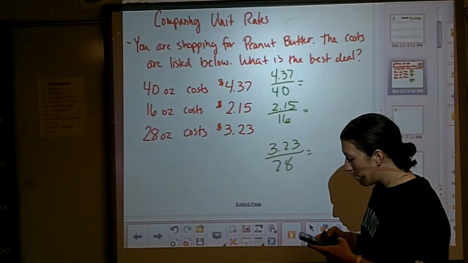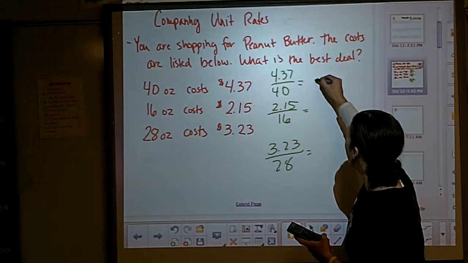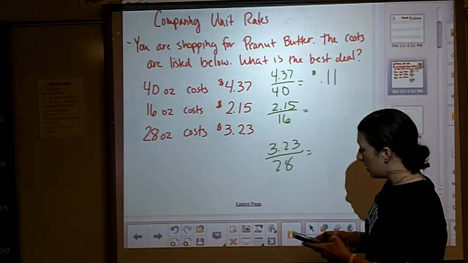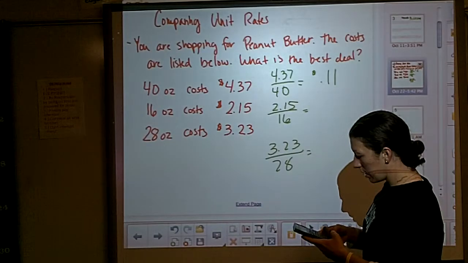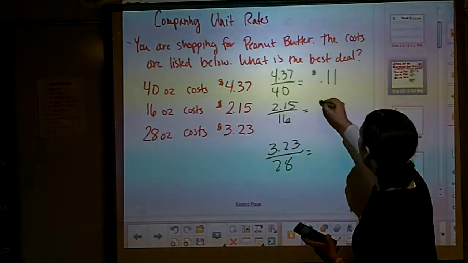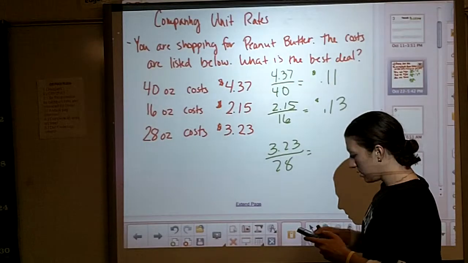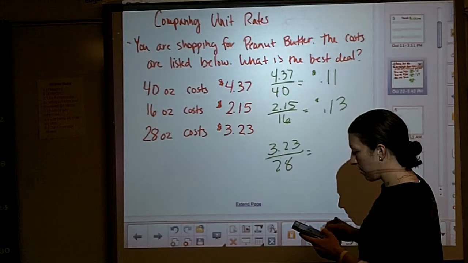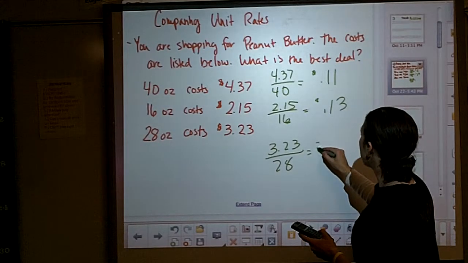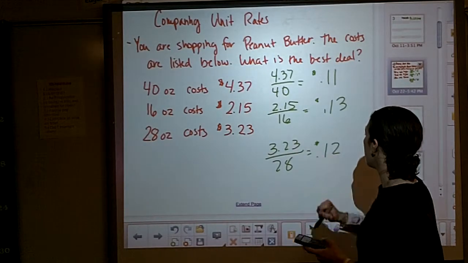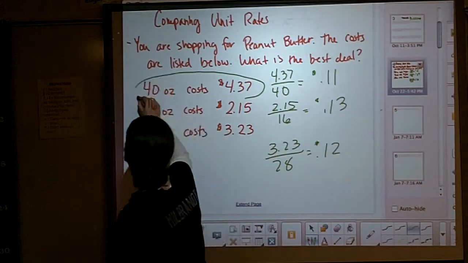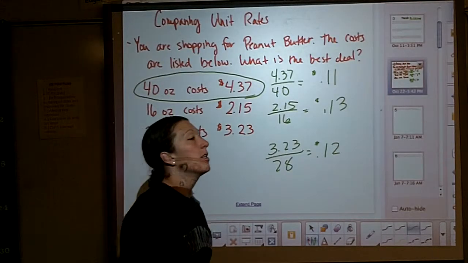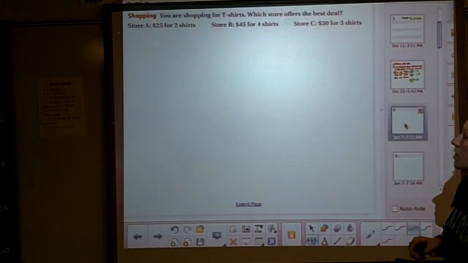So 4.37 divided by 40, when I round it, is about 11 cents per ounce. 2.15 divided by 16 is about 13 cents per ounce. And $3.23 divided by 28, because remember per means to divide, is about 12 cents. Most of the time it is true that the more you buy, the better deal you get. Not necessarily always, but that is the better deal on this one.